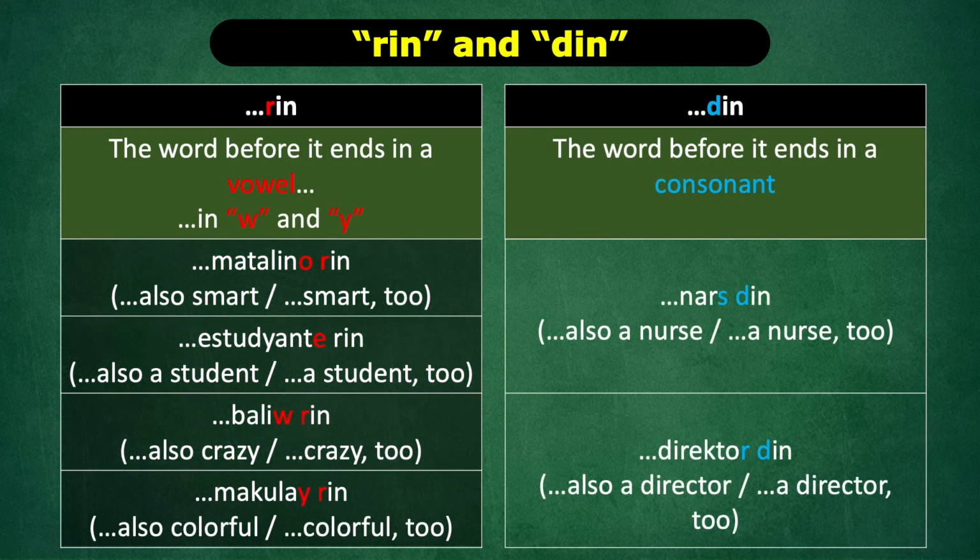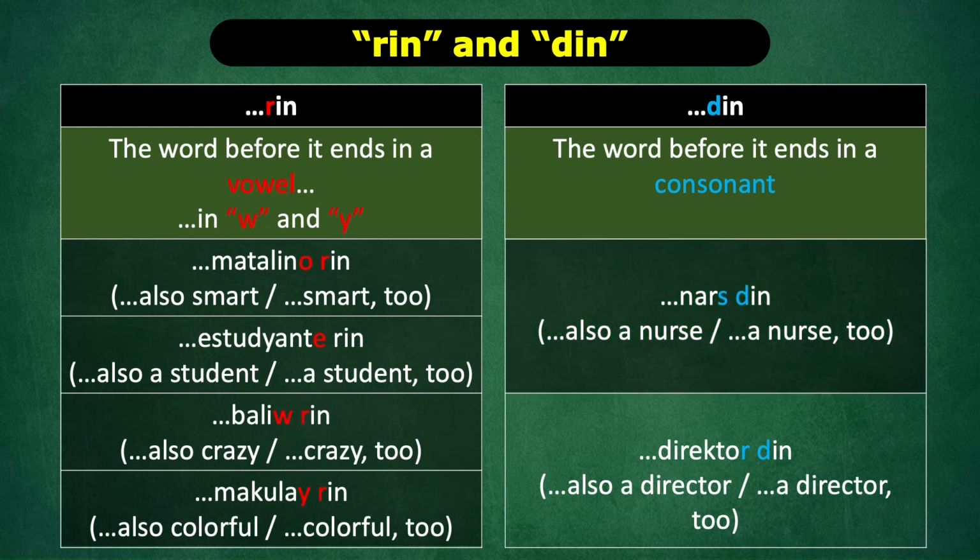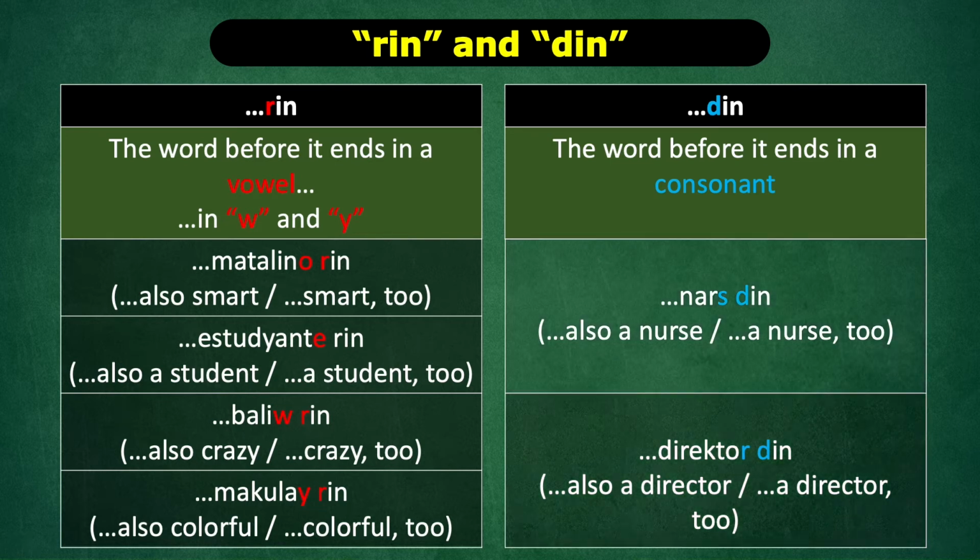On the other hand, you use din if the word before it ends in a consonant, except for W and Y, like nurse din, also a nurse or nurse too. Director din, also a director, director too. Are you with me so far? All right, let us take a look at more examples.